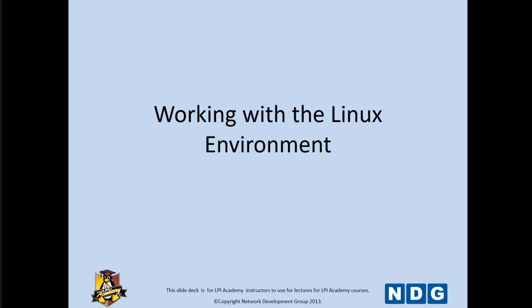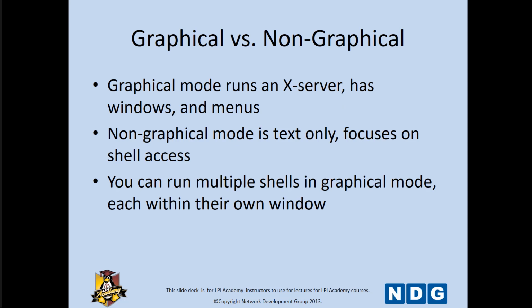So working with Linux within the environment, there are two major types: graphical and non-graphical. Graphical normally has something called an X server, has windows and menus, and has a graphical component, whereas non-graphical is more like a command shell or text, and it focuses predominantly on shell access. You can run multiple shells in graphical mode, either within their own window or within separate windows. But again, the graphical component is graphical.